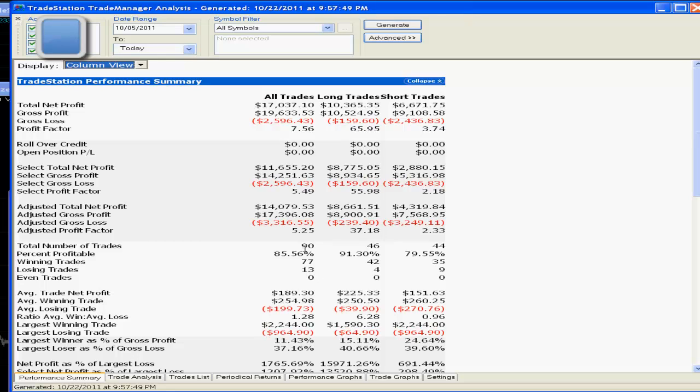These are important numbers to me, because I want to keep my losses small and very few. Here's the other big number: percent profitable, 85% profitable. To a lot of traders, 60 sounds great. 60's not that great in my book.